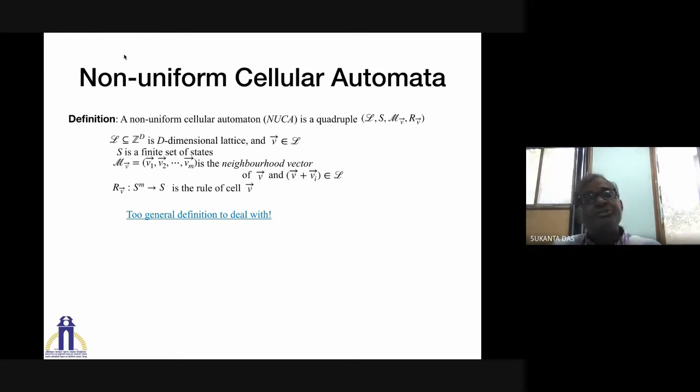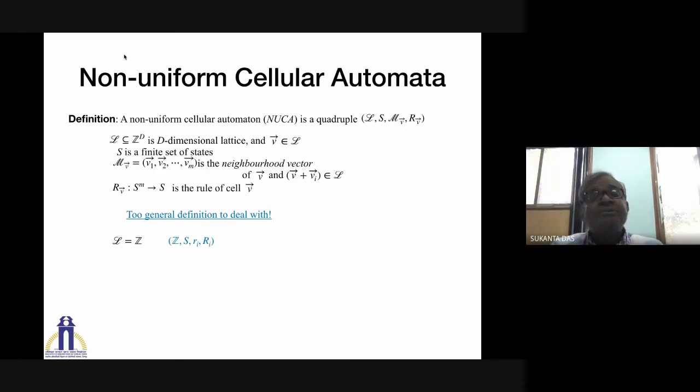So I have written here just a general definition to deal with. This definition is for a d-dimensional lattice, and most of the works on non-uniform cellular automata are for one-dimensional lattices. So here also you consider our lattice equal to one-dimensional. Now suppose L equals Z, then I can write my non-uniform CA in this fashion, with Ri, where R is the radius. Recall that the neighborhood vector is one way of defining a CA.